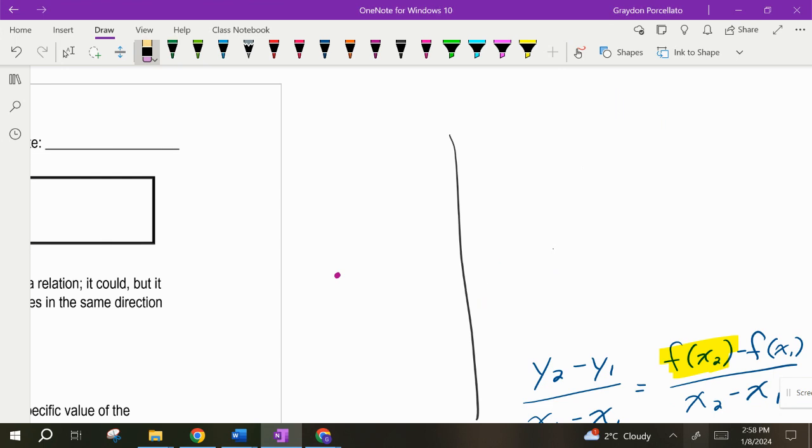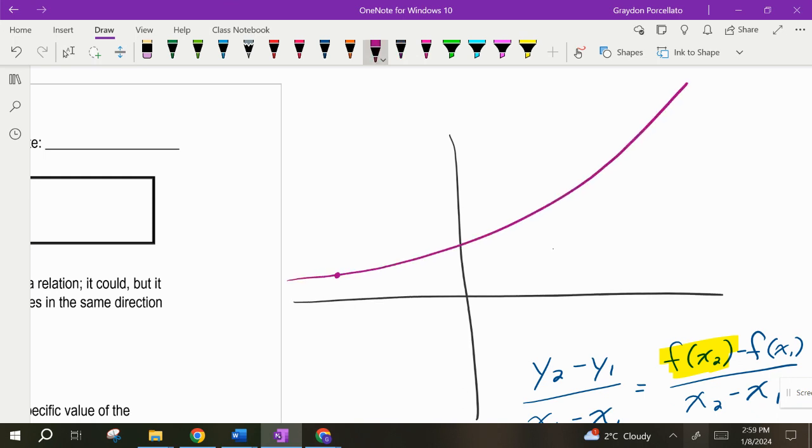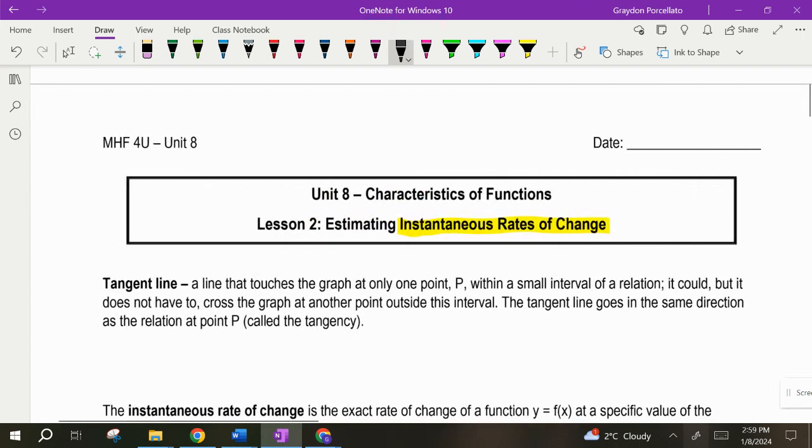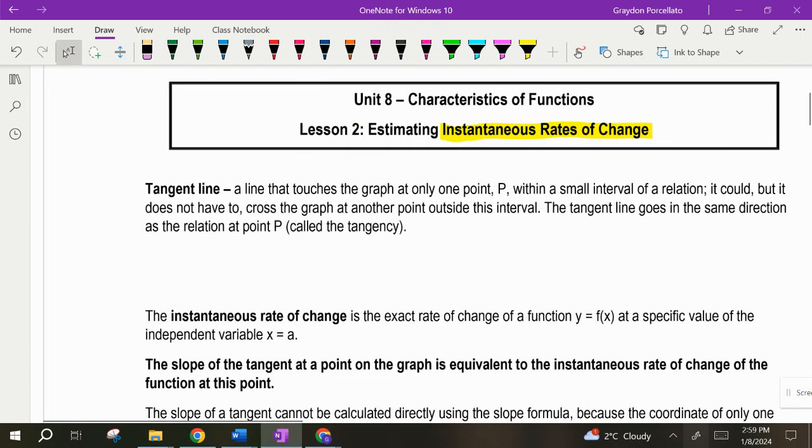Okay, so when we're talking about instantaneous rate of change, what we're looking at, let me draw my graph again, is at a specific point, what is my slope at this specific point? Okay, and I'm going to show you how to do that today. And again, we're going to be estimating it. Okay, so a tangent line.